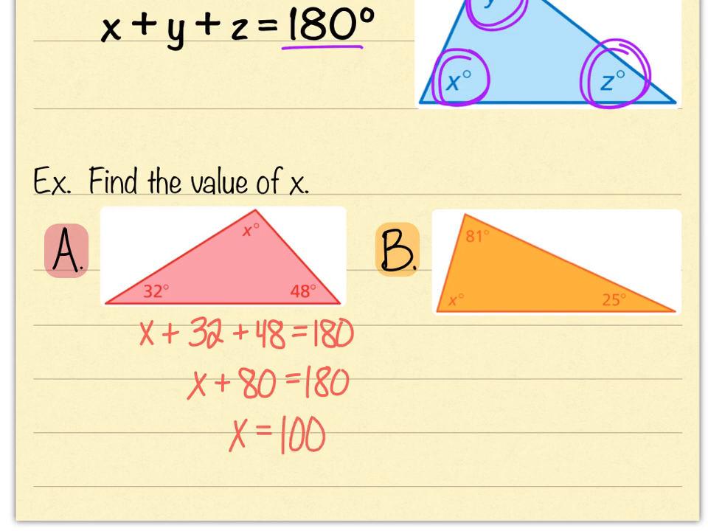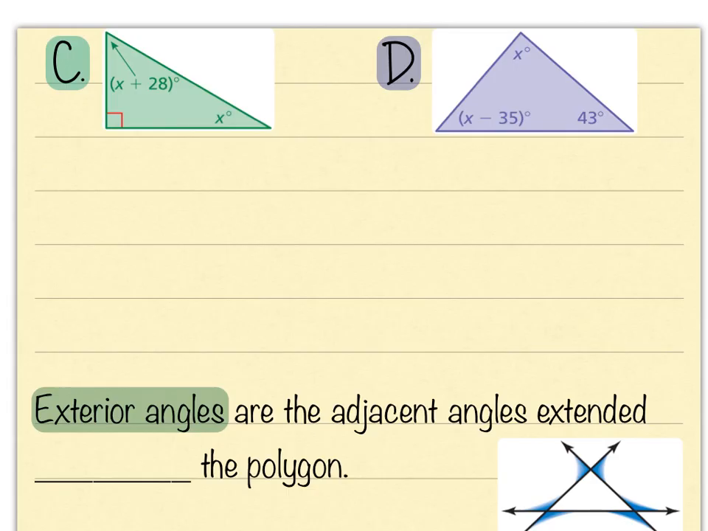And then angle B, exact same thing here. I can add angle X with the 81 degree angle and the 25 degree angle, and I know that's 180 degrees. I combine my like terms. The two angles I already have sum to 106 degrees. And if I subtract from 180, 180 minus 100 is 80, and minus 6 more is going to be 74. So X equals 74.